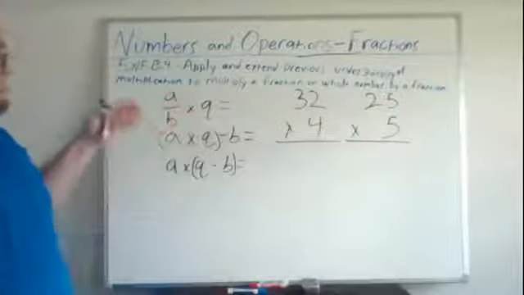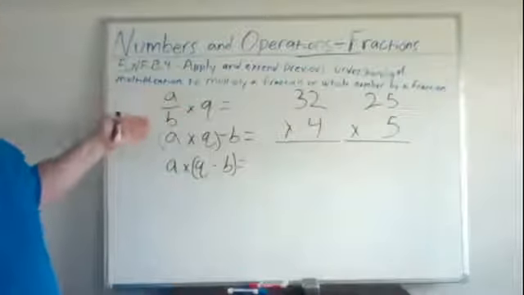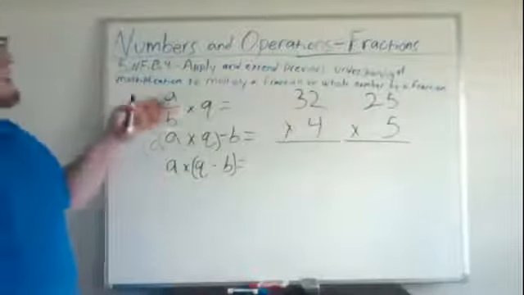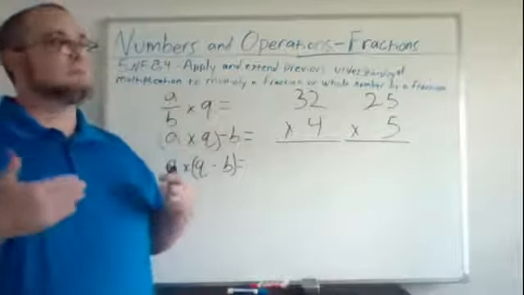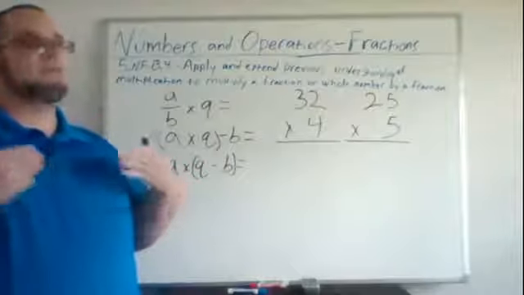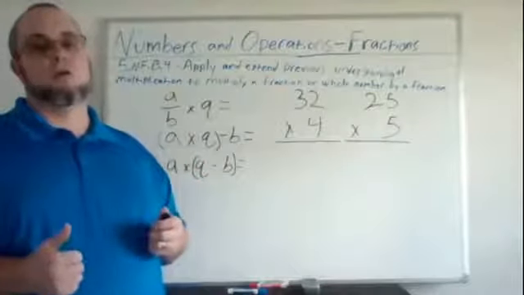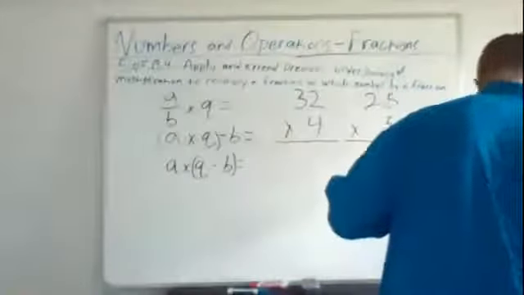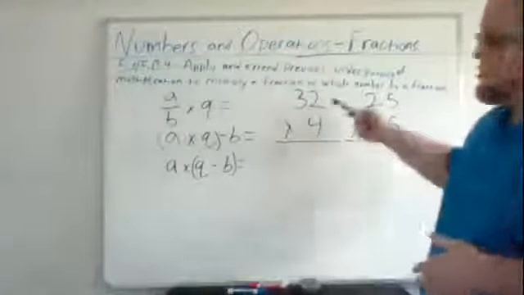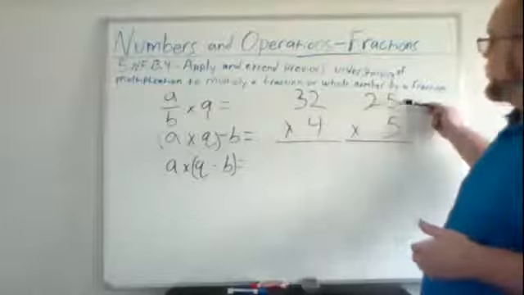Before we get to this equation that I have written out right here, let's focus on revisiting multiplying one whole number by another whole number. So I have two equations written out right here, 32 times 4 and 25 times 5.